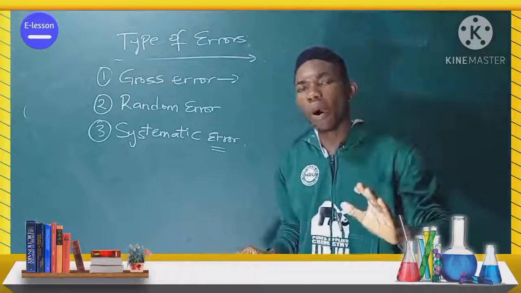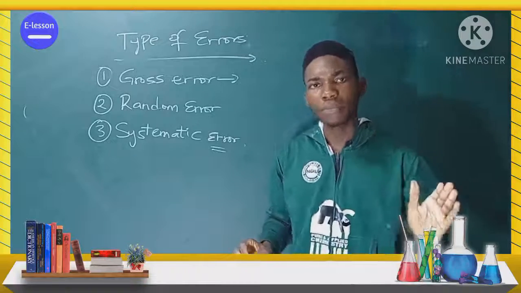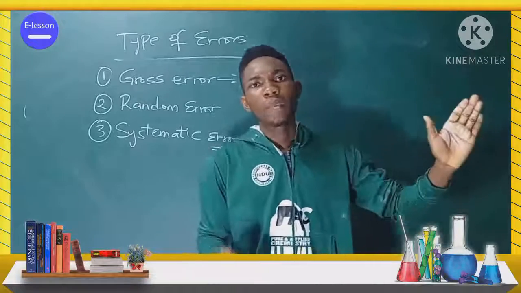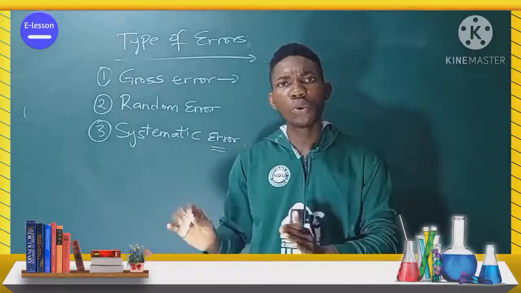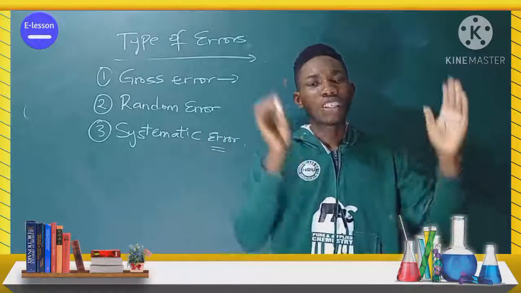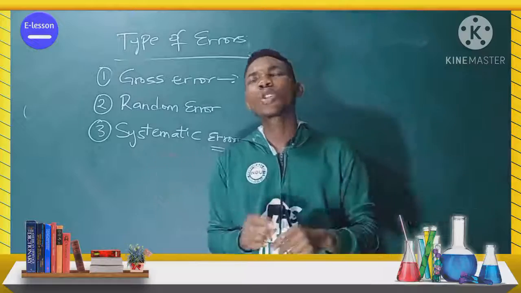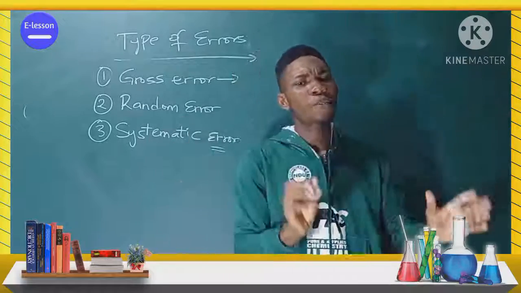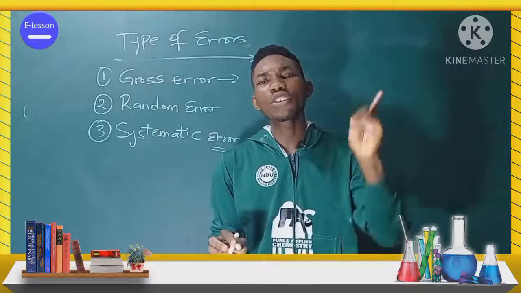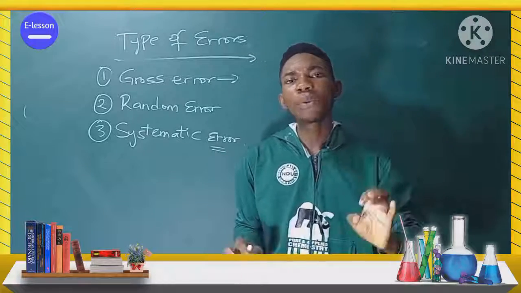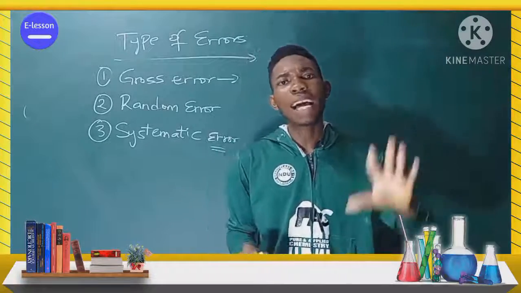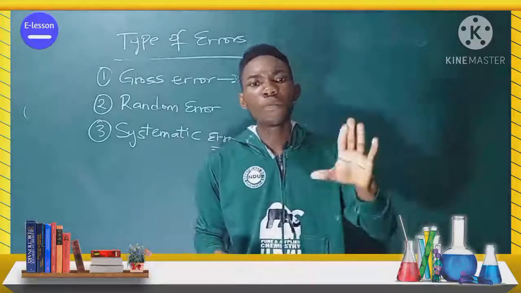That kind of error that cannot be repaired, that you can't manipulate your way through, is what is called gross error. For example, when somebody says, I've made a gross mistake, that means there is no turning back. It has happened. You have no option than to start the experiment all over again.